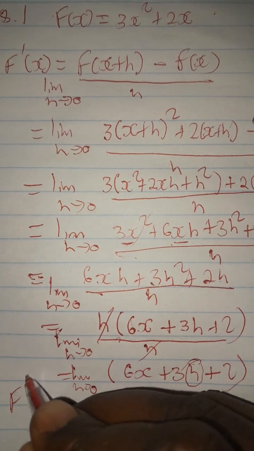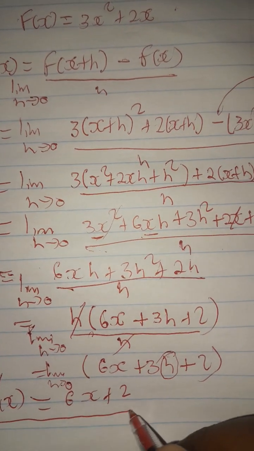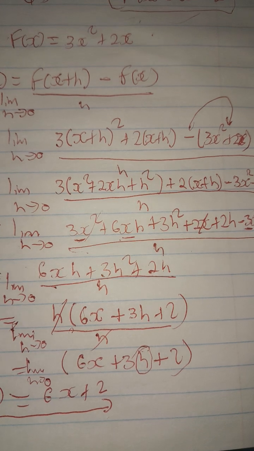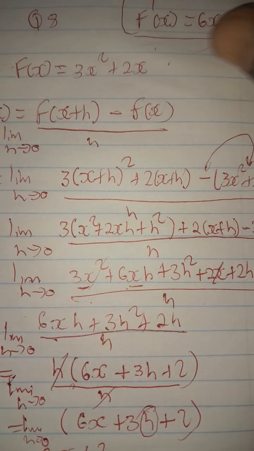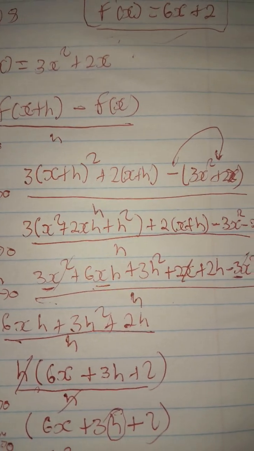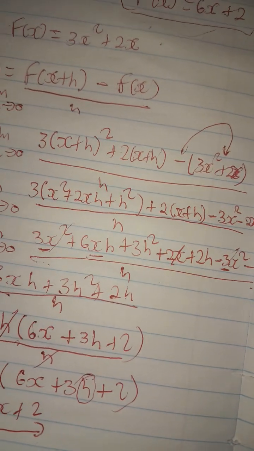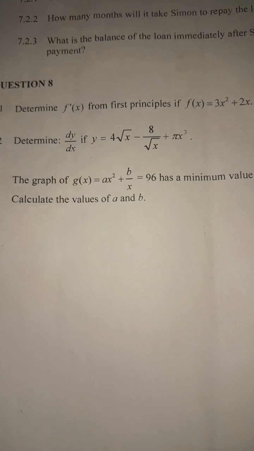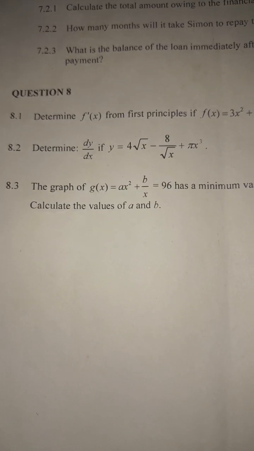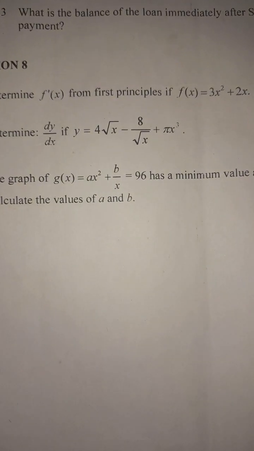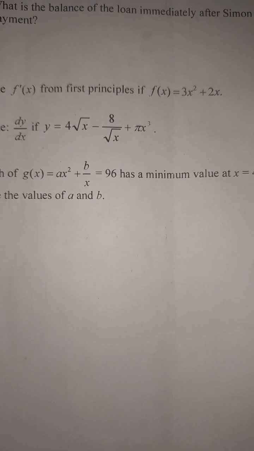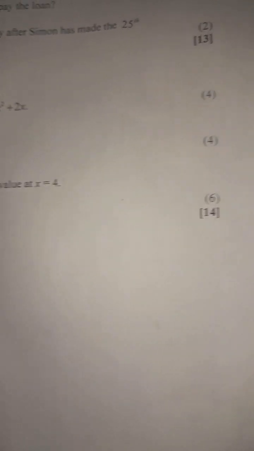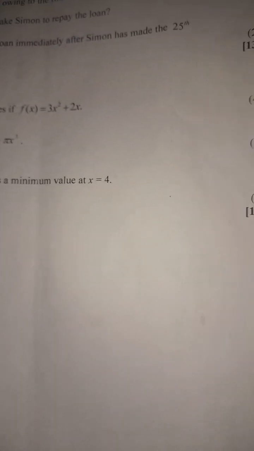So this is the derivative from first principles. You just have to know the principles and know how to substitute. In that manner, you will never go wrong. Right? Let's go to our second question, which was to determine dy if y is equal to root blah blah blah. It's also 4 marks.